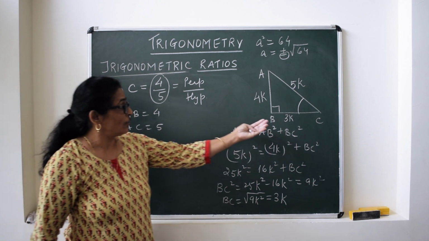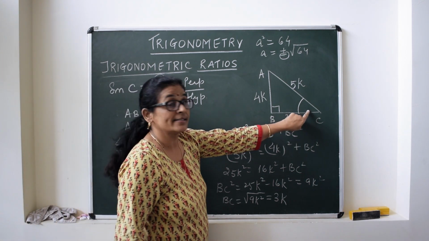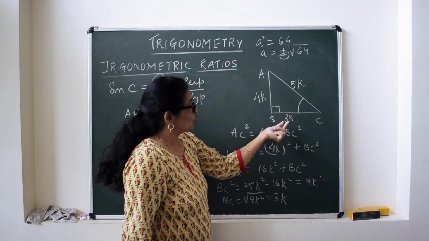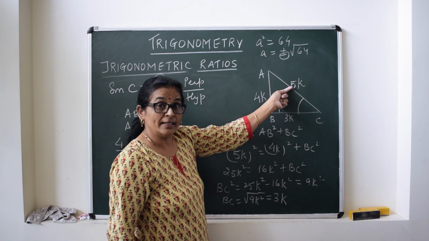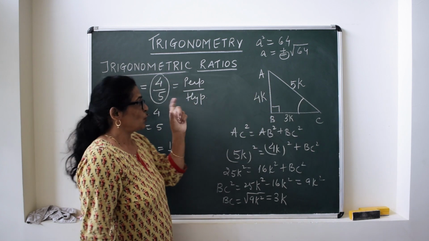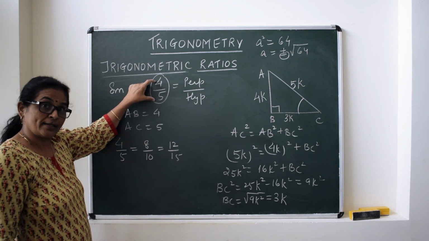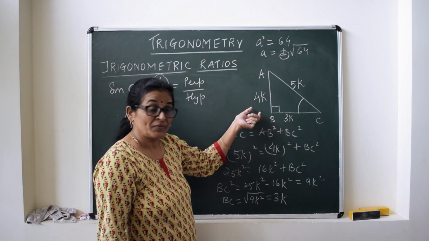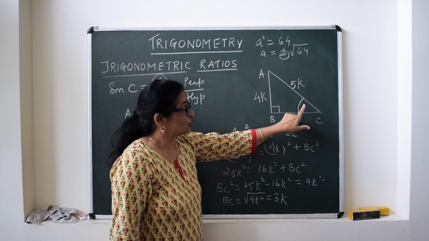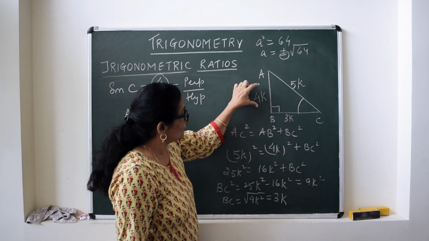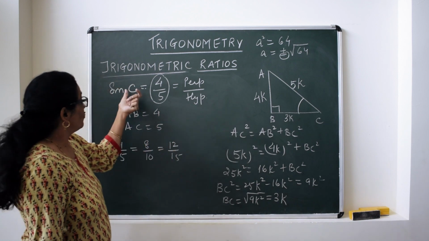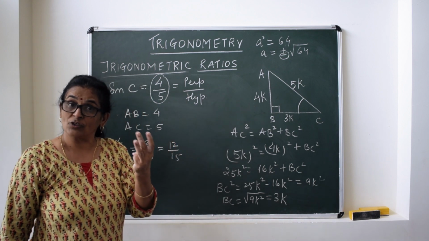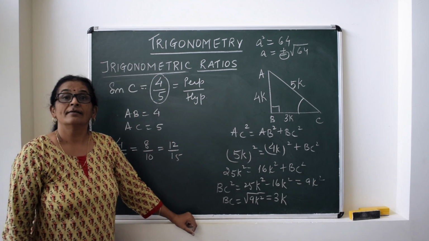If we want to find cos for this angle C, cos of this angle C will be base upon hypotenuse, so 3 upon 5. Similarly, if we want to find cosec, we can say directly from here, because cosec is the reciprocal of sine, so that will be 5 by 4. If we want to find tan of this angle C, it will be equal to 4 by 3. It means if one ratio is given, with the help of this ratio we will find the third side of the triangle and we can find the other ratios also.